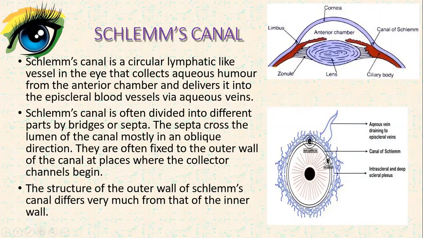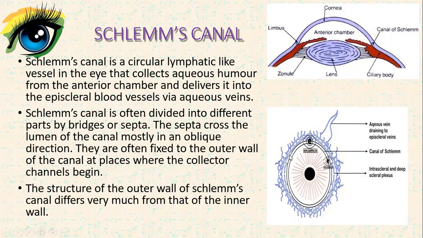This is the canal of Schlemm. It's a round, tube-like structure which covers the whole limbal area. Limbal area means the junction between sclera and cornea. Schlemm's canal is a circular lymphatic-like vessel in the eye that collects the aqueous humor from the anterior chamber and delivers it into the episcleral blood vessels by the aqueous vein.